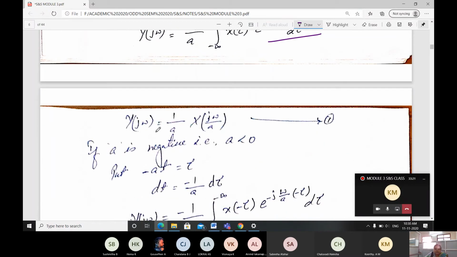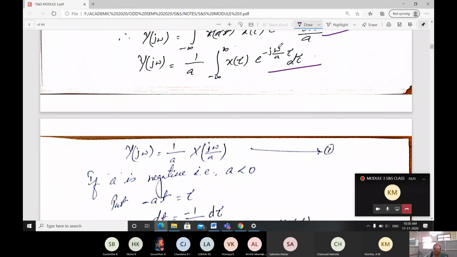Then what can I write? The omega is changed to omega by a, right? For that, I can write Y of j omega is equal to 1 by a X of j omega divided by a. Instead of omega, here it is omega by a, that you have to write. I hope you are getting this. Take this as equation 1.